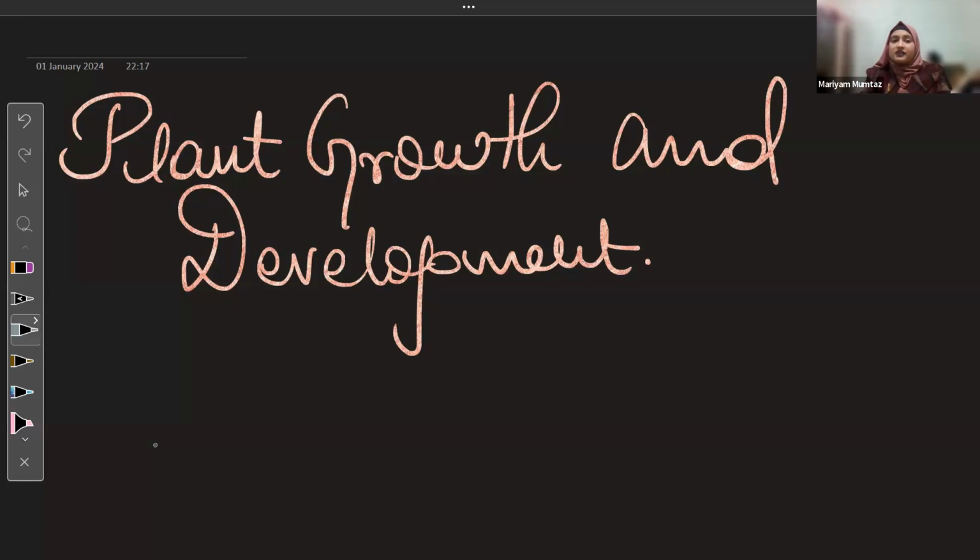Growth is irreversible and it is permanent. So any irreversible permanent change in the size, in the length, in the volume, in the weight of an organism is known as growth.